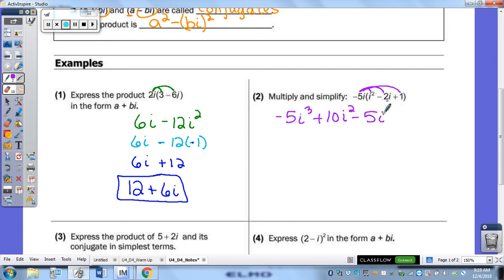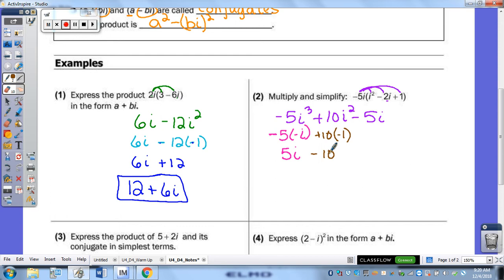So now we just have to do our simplifying. i to the third, if we look at our chart up above, what does that simplify to? -i. So I got my -5 times -i for that first term. So what does that multiply out to be? Positive 5i. Negative times negative just makes that positive. So for our next one, we got the i squared. So that turns into -1. So I got 10 times -1. That makes that -10.